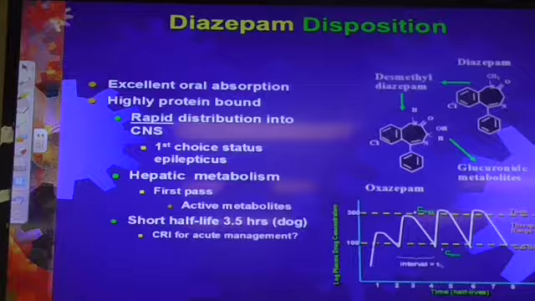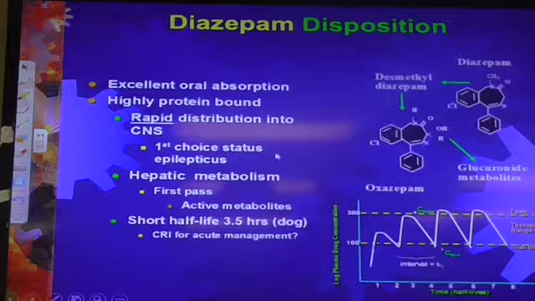So we'll talk about the other reason here in cats in just a couple minutes. Now, diazepam is actually well absorbed orally. You can actually use it orally if you wanted to prevent seizures in an animal that looks like it's about to have a seizure, but it has a very short half-life.